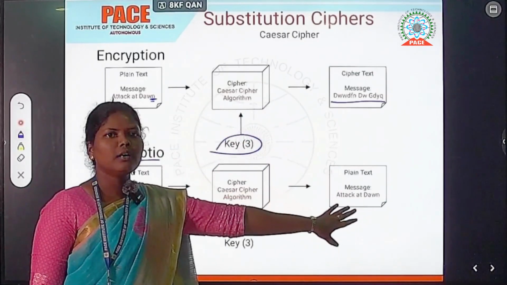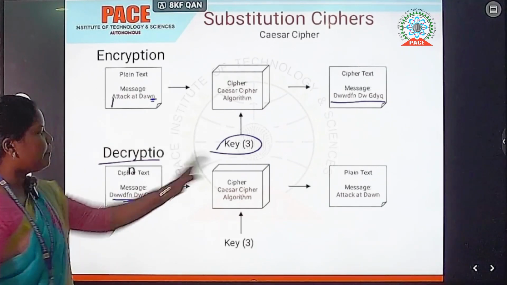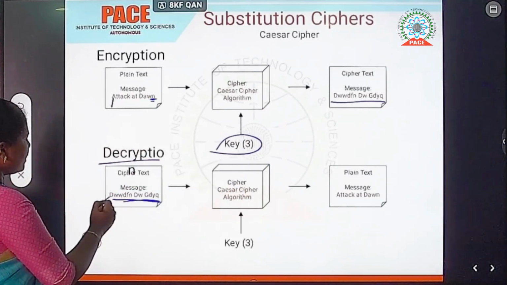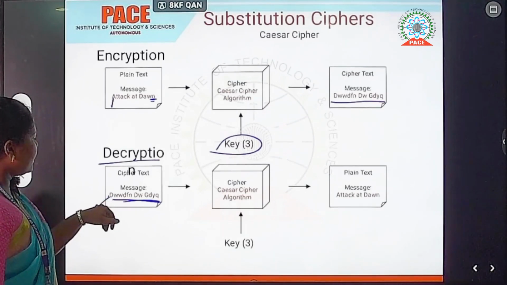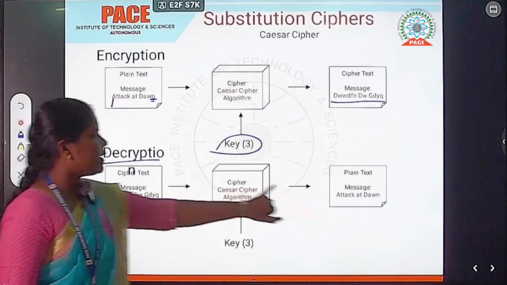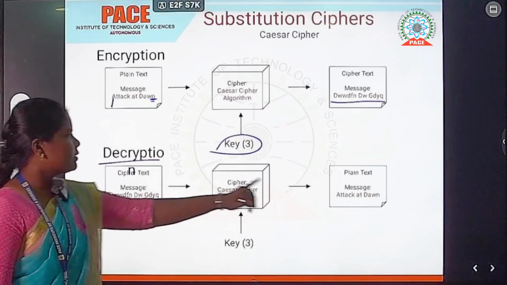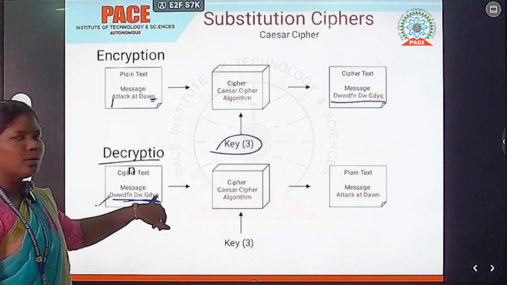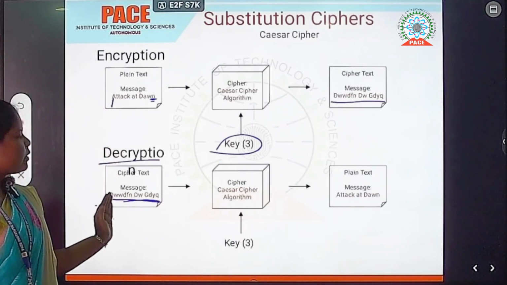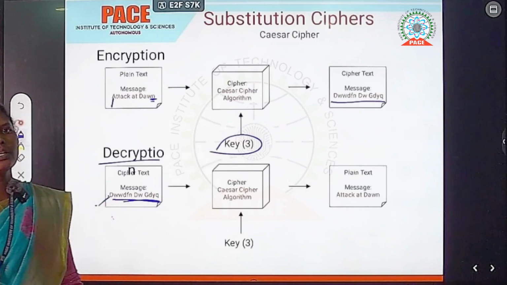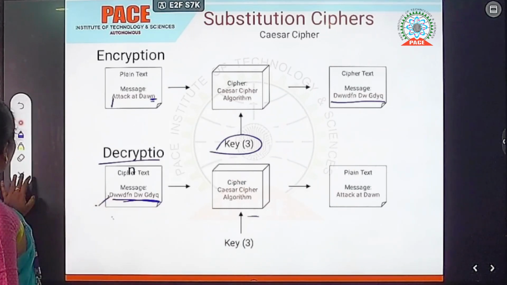Now we will decrypt this code into the plain text. We will decrease 3 letters from the D. D minus 3 letters of the alphabet, we get the A letter. For W, we get the T letter. And again, up to Q, we get the N letter. That's how we decrypt to that plain text. That is the process of encryption and decryption by using the key.